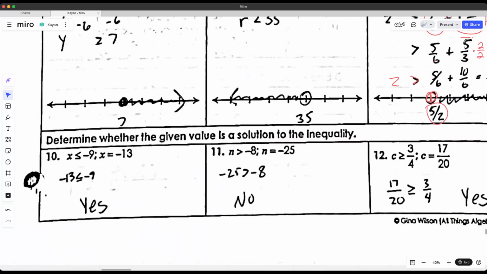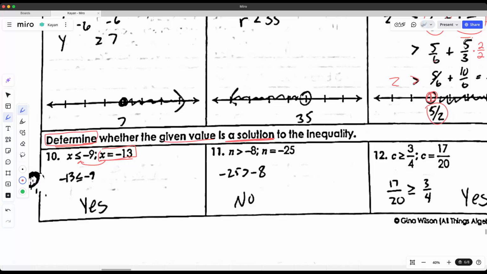Determine whether the given value is a solution to the inequality. Let's check that out. What are they even talking about? Determine, figure out, find out, decide whether it's true or false. The given value, and that's this guy. They're giving us a value for x. Determine whether this value is a solution to this inequality.